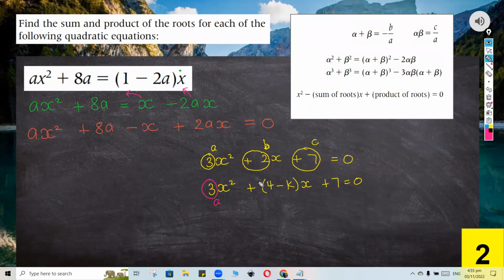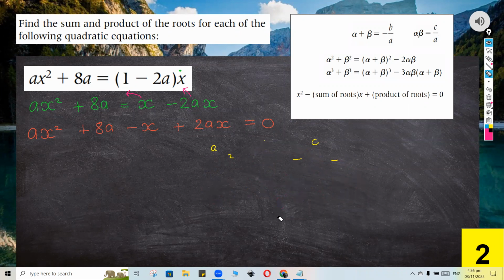Whoever is touching x. Now remember, this whole thing is touching x. So that would be what? B. So B is 4 minus k. But that is how you identify x. You have to ask yourself, who is touching x? Sometimes it might be one item, but sometimes it might be a group of items. And this one here, C is what? 7. And I have a good feeling this is how this question is going to end up being, right?